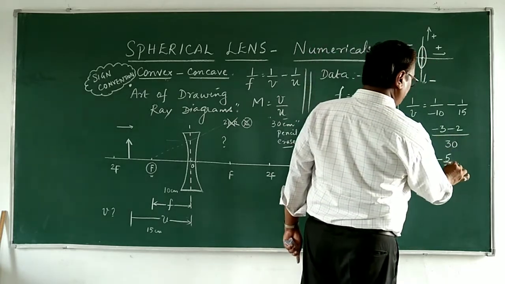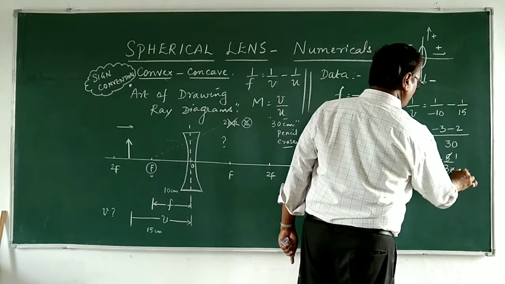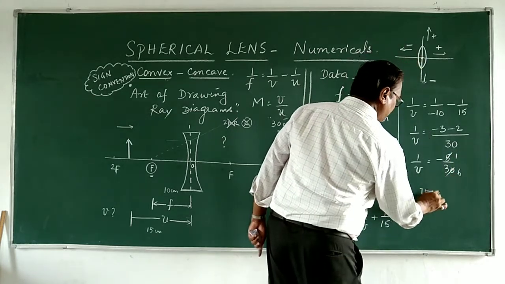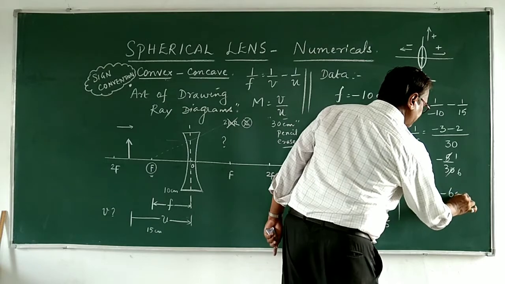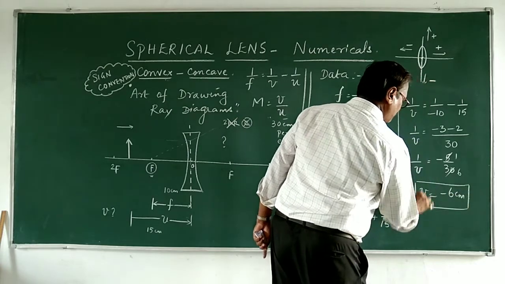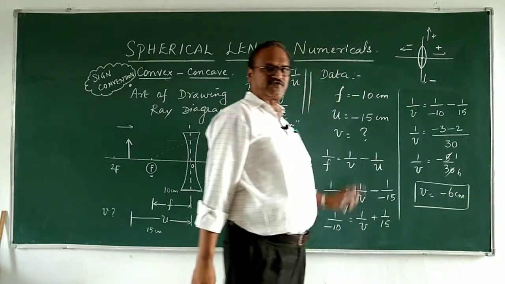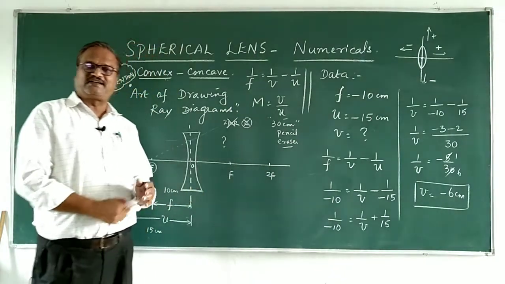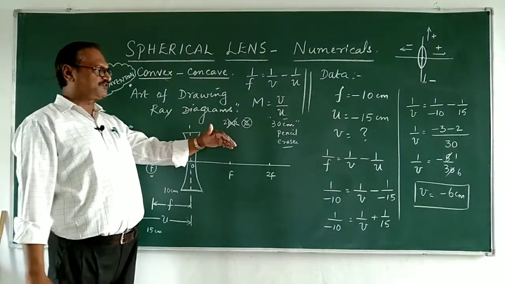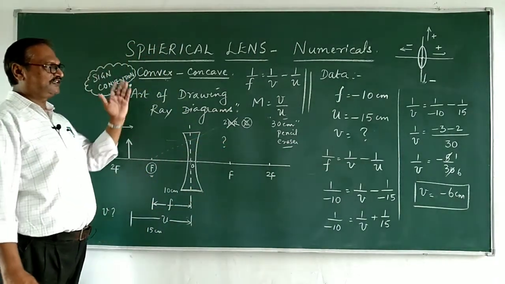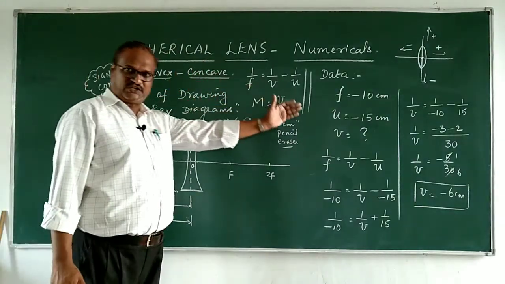Fine, there is a negative sign here, this and this will go 6 times. So v is equal to minus 6 centimeter. I hope you understand. It's not very difficult. Once you know the Cartesian coordinate system or sign convention, it should be very easy.